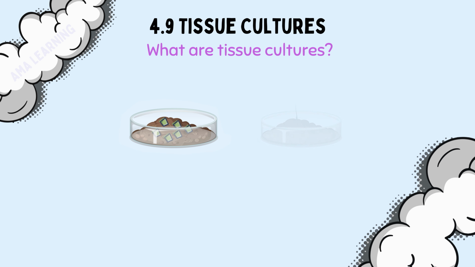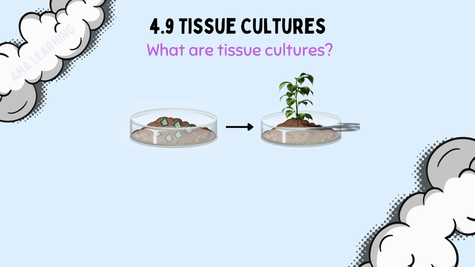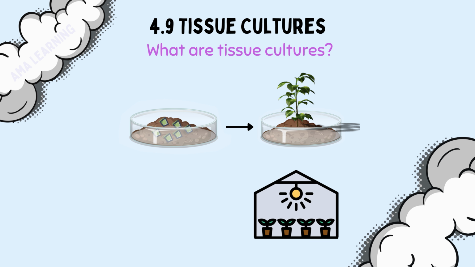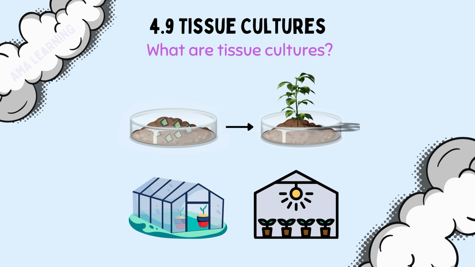Tissue culture is the process of growing cells, tissues, or whole plants in a nutrient-rich medium, under sterile conditions. It is often used to clone plants or study cell behavior in medicine. Tissue cultures are also used to preserve rare plant species and are used commercially in plant nurseries.